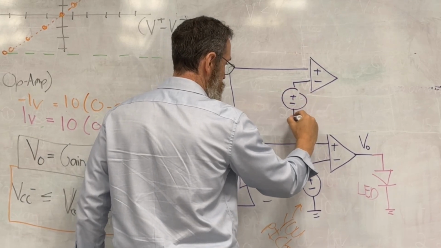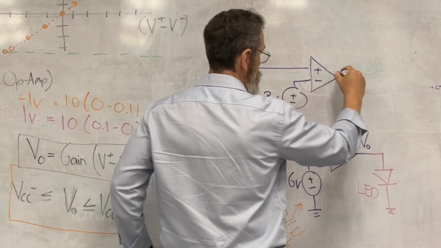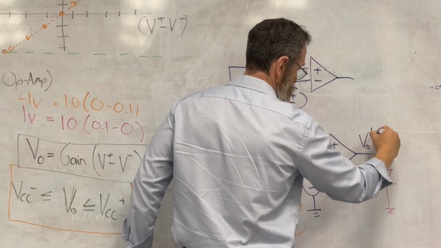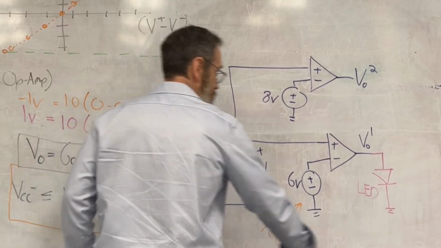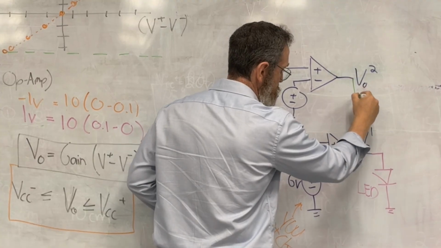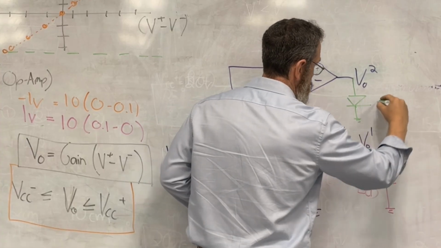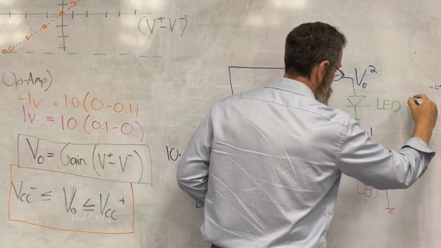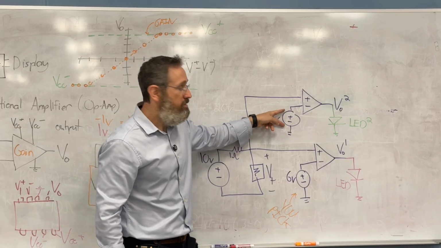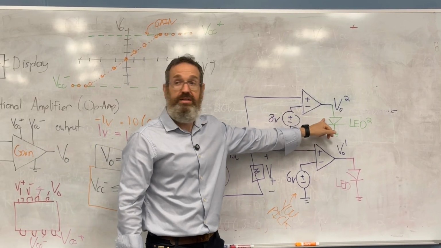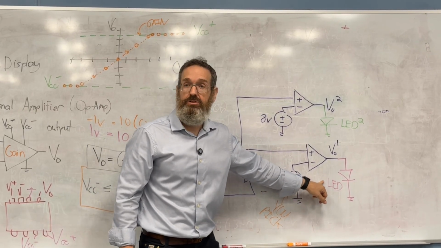I'm going to just make up a number here. I'm going to call this 8 volts. And now, if I call this V out 1, confusing, but fine, and I have V out 2. And to make it clear that the LED is a different color, I'll use this. And so here we have LED number 2. This value here will determine when this goes on, and this value here will determine when this goes on.